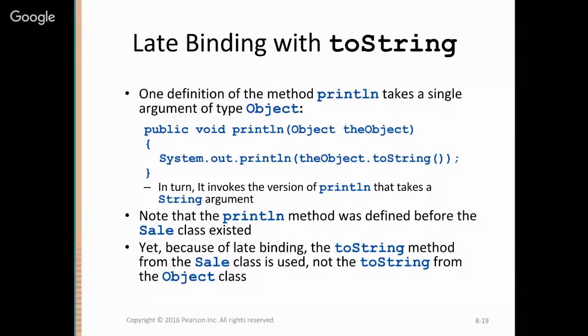And so how does this actually work? What happens is that println takes an object, and inside it, it calls toString on the object. So it's going to become a string, and then it's going to print the string, right? And again, as we said many times, because of late binding, we're using the sale object as opposed to the generic object.